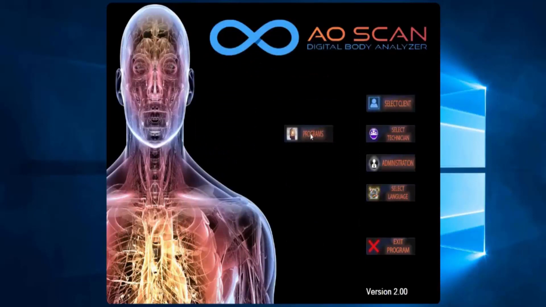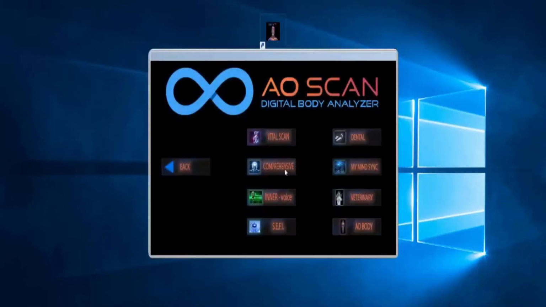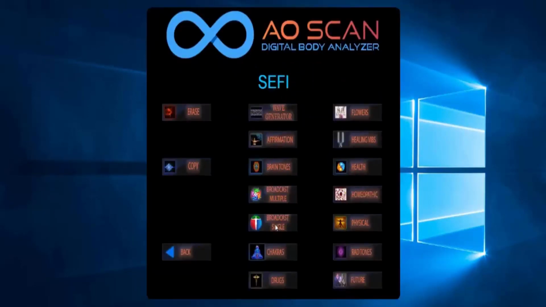Okay, left click on programs. And CEFI stands for Subtle Energy Frequency Imprinter. So this is the program that you're going to use when you want to imprint remedies, affirmations, different little programs that you can imprint and either broadcast or actually imprint into a device for a client.